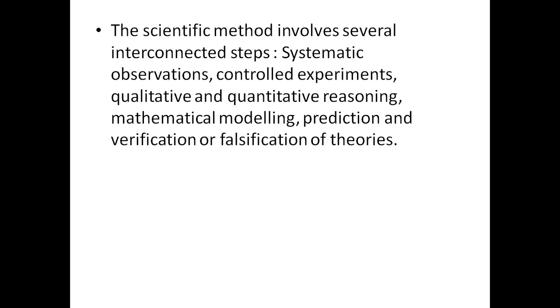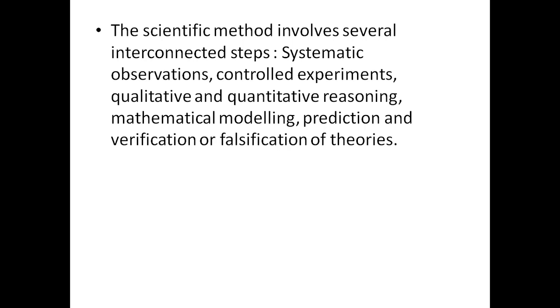And what is qualitative reasoning? Qualitative reasoning for a physical system: we will be observing its structure, how it starts, how it ends, how it happens. This is what we call qualitative and quantitative reasoning. Then mathematical modeling. Mathematical modeling means we will be finding the mathematical equations. We will be connecting to the mathematical formulas we have.